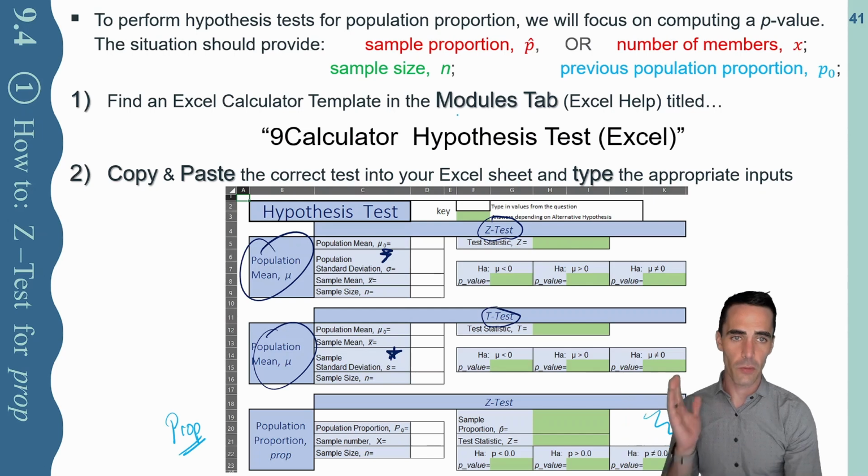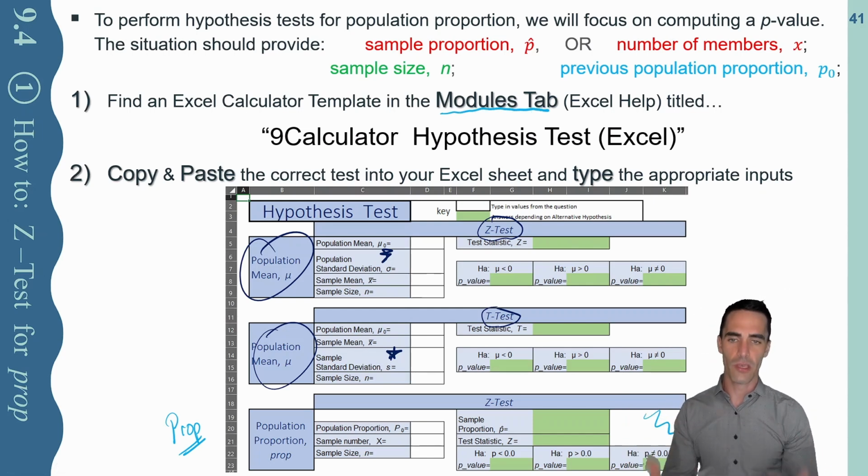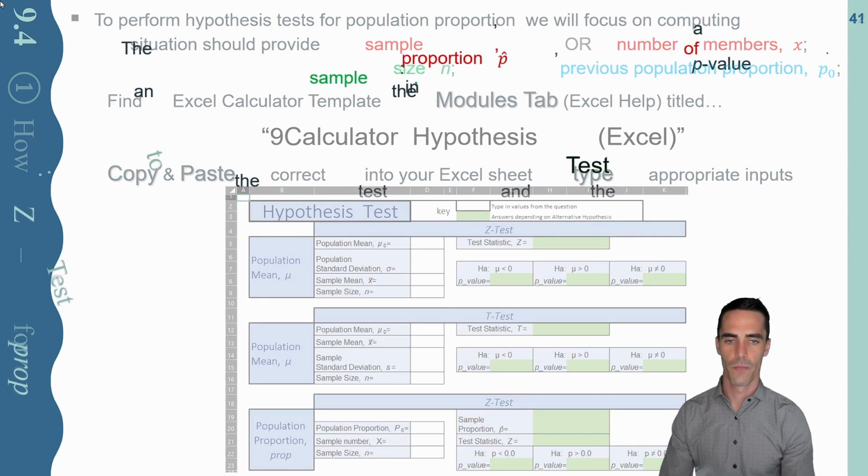If you're looking for the skinny of it, where do I find this calculator? It should be in the modules tab. It should also be in any assignment requiring you to use this template.